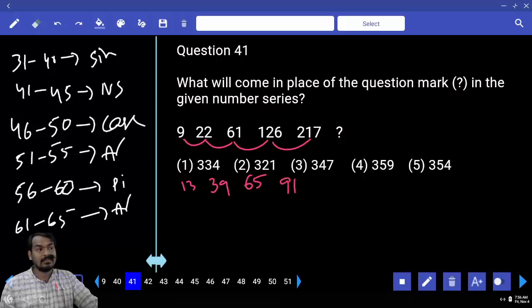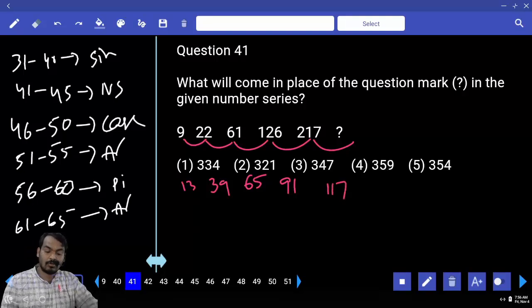91. Are all in multiples of 13 or not? 13 one time, 3 times, 5 times, 7 times. Next one, 9 times: 117. Adding or subtracting? Adding. It ends with 4. But is it 334 or not?